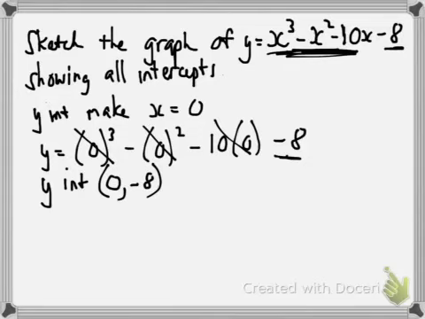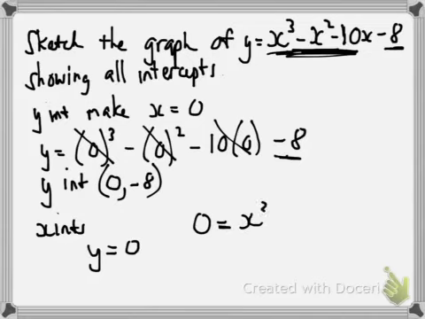Alright, now, to find the x-intercepts, we make y equals 0. So, we're going to get 0 equals x cubed minus x squared minus 10x minus 8. Okay. Now, to work this out, we haven't got our calculator. We're going to have to factorize this expression. Okay, x cubed minus x squared minus 10x minus 8.